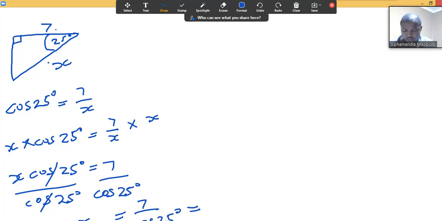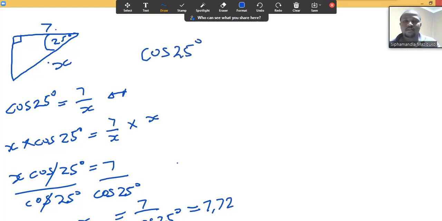Okay, so if you put it on the calculator, you'll have 7 divided by cos 25 degrees. This is giving us 7.72. So this is our x there, 7.72.